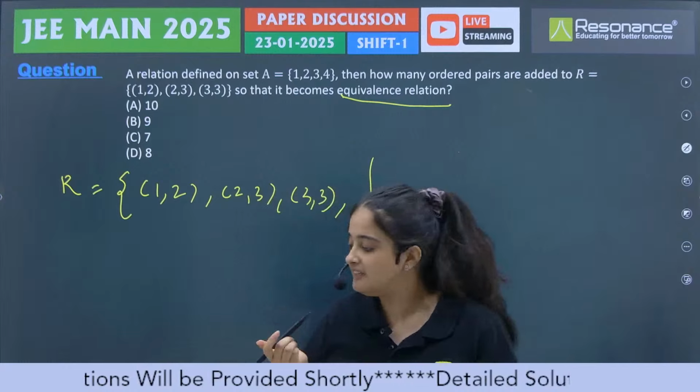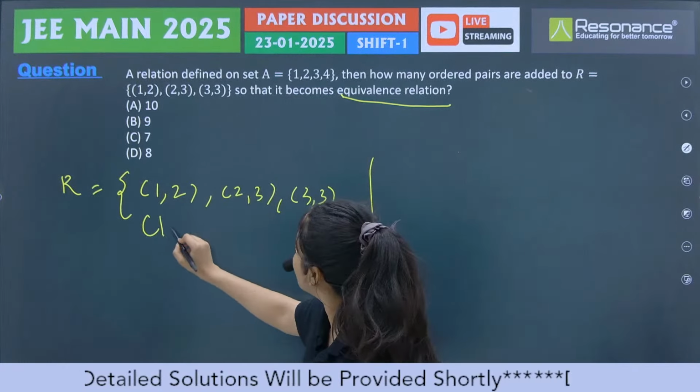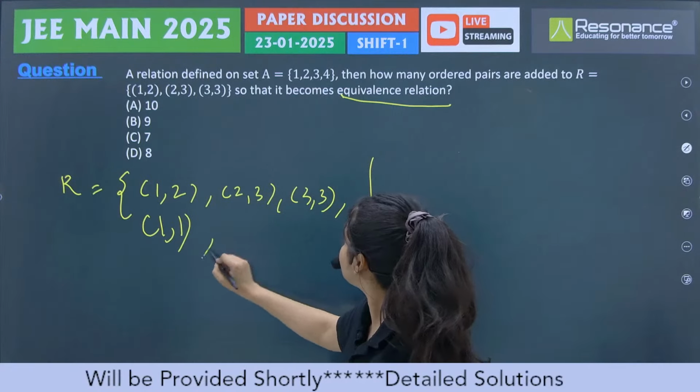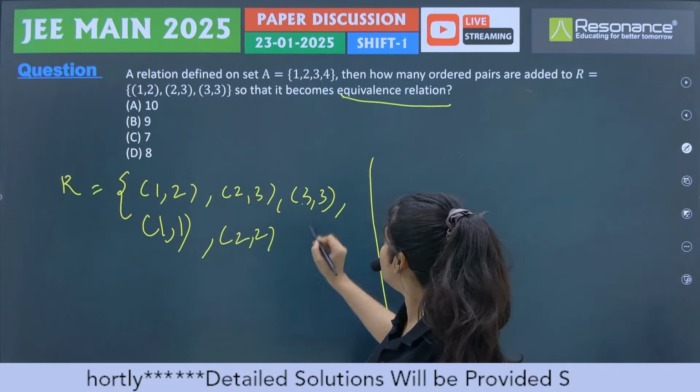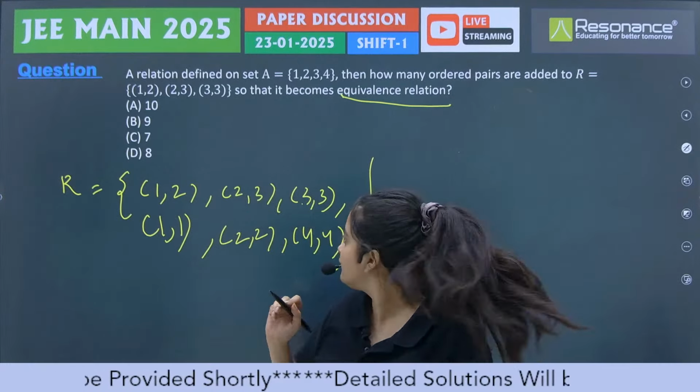So you know the definition of equivalence relation, it is reflexive, symmetric and transitive. So let's do the easy task first. Let's make it reflexive. Now to make it reflexive, I have to add (1,1), (2,2), (3,3) is already there, (4,4).